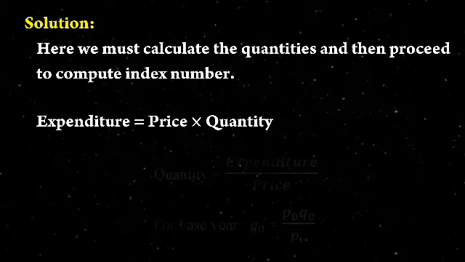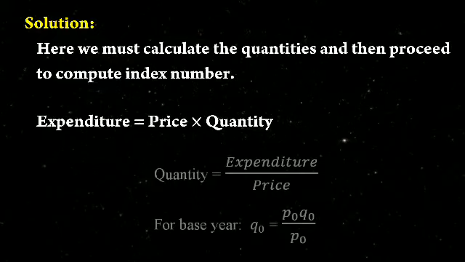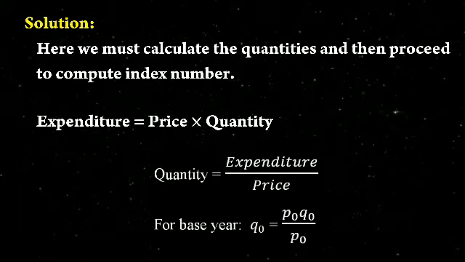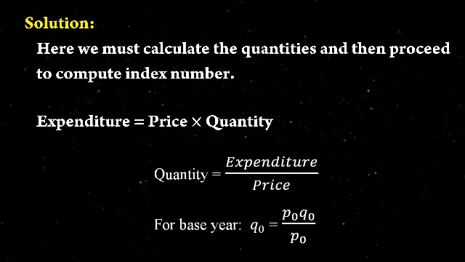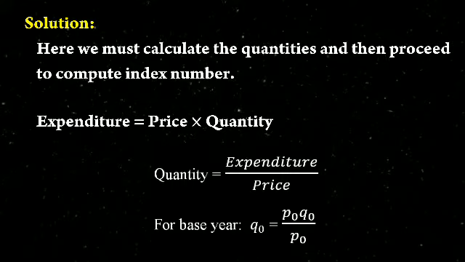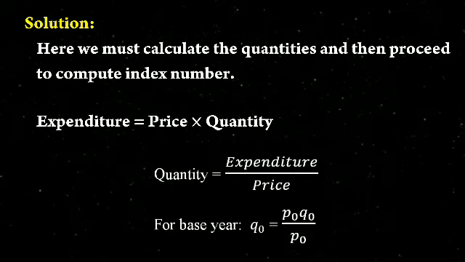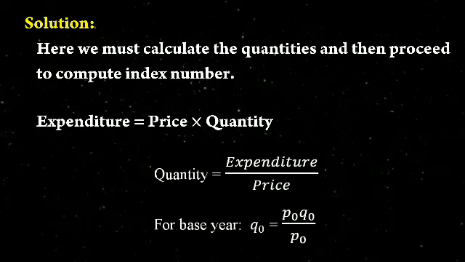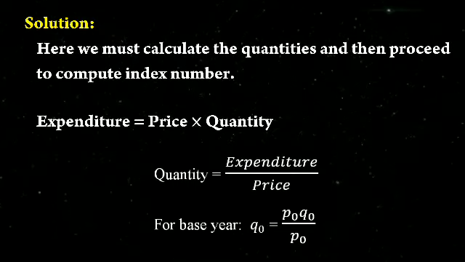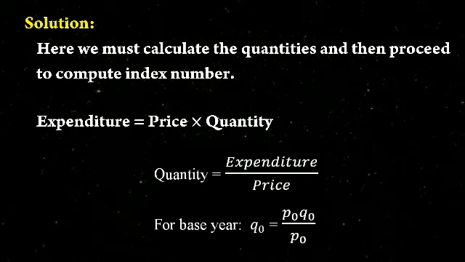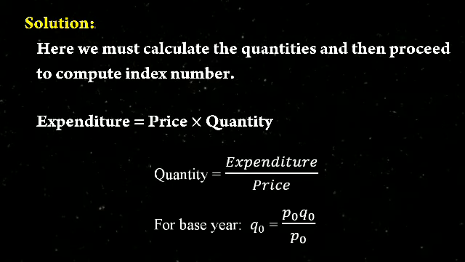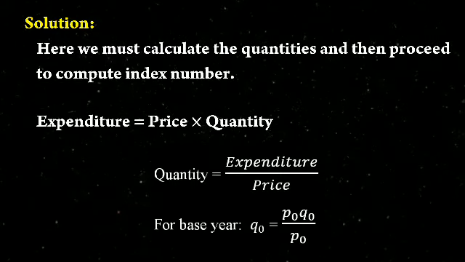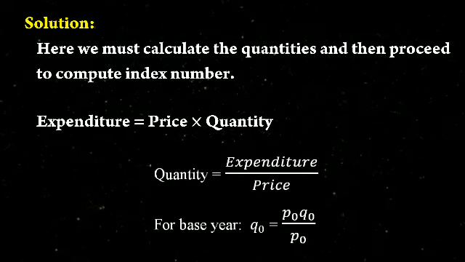So first step, you should find the quantity values for the base year. Write down the solution. Here we must calculate the quantities and then proceed to compute the index number. As we all know, expenditure equals price into quantity. Here price values are given but quantities are not given. So in order to find quantity values, rearrange the formula: quantity equals expenditure divided by price.